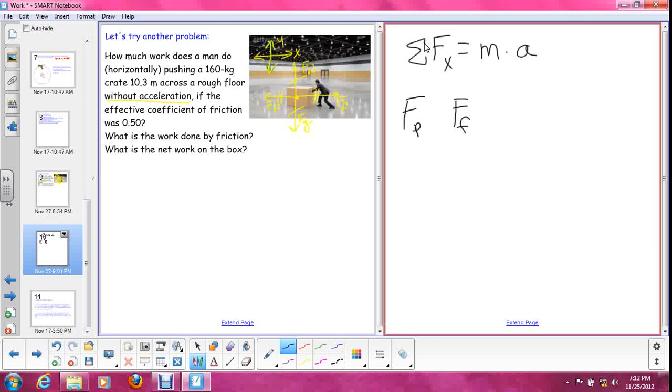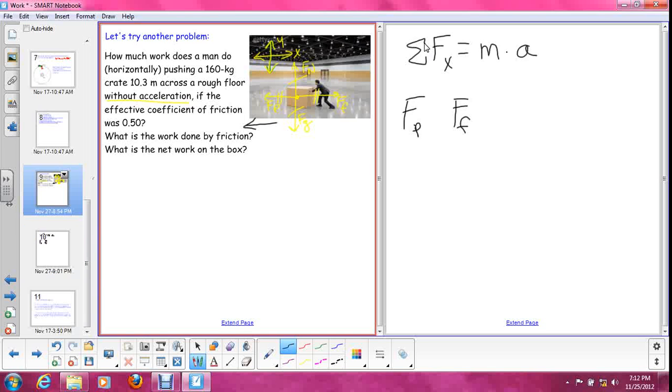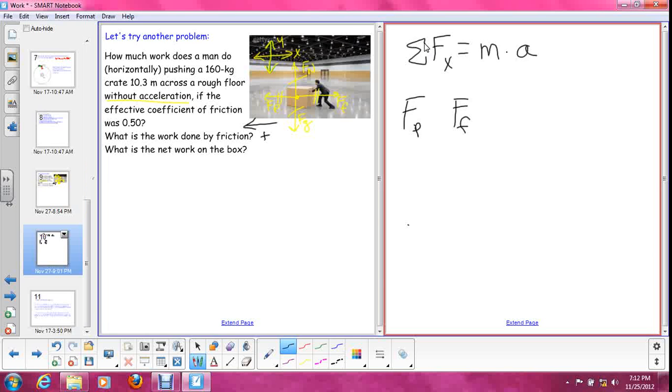So one of these has to be negative. Typically we define to the right as being positive and to the left as being negative, but I'm actually going to do the opposite. I'm going to say going in this direction is positive for this problem. So our force of the push is positive and our force of friction is negative. And this is equal to the mass times the acceleration of the box. Well, we know the mass of the box. It is 160 kilograms. And we know the acceleration of the box. If this box is moving at a constant speed, without acceleration, the acceleration is going to be 0.